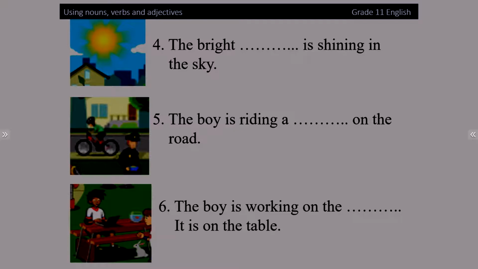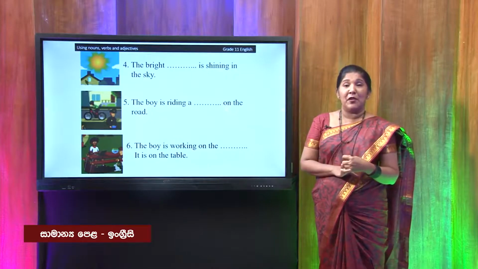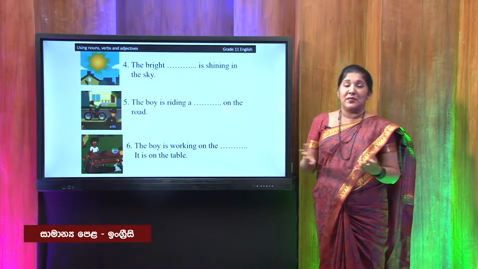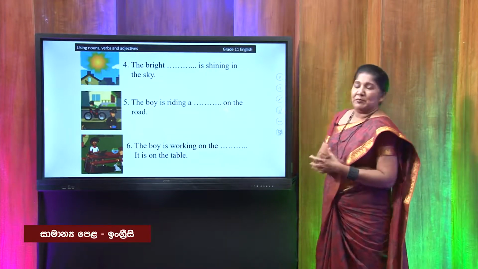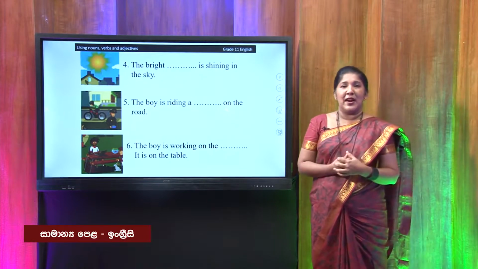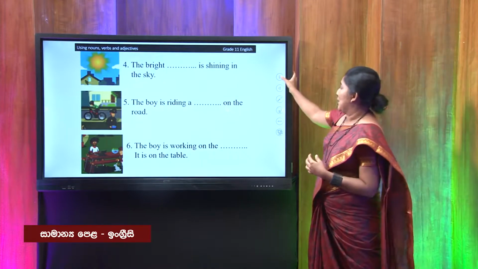Next one. The boy is working on the blank. It is on the table. So you can see with what the boy is working, and it's a name, and it is a very familiar name for all of you, and it's very easy to guess, my dear children. And now, if you have got your answers, we'll check them.